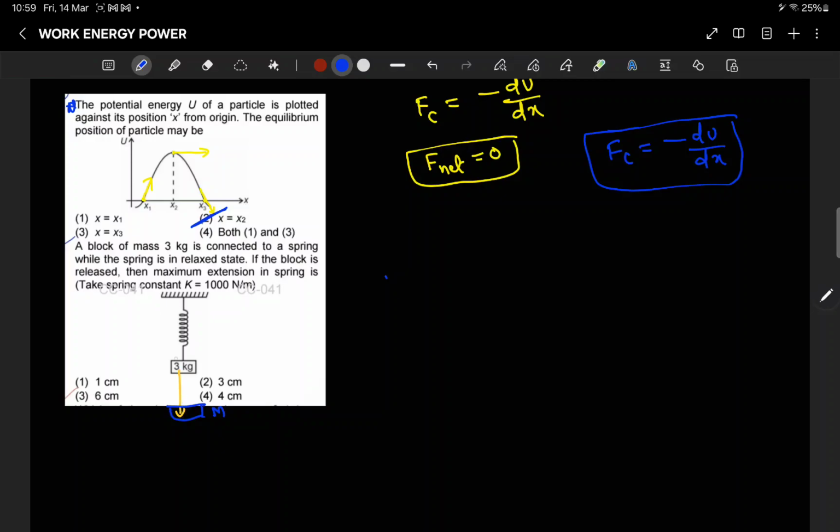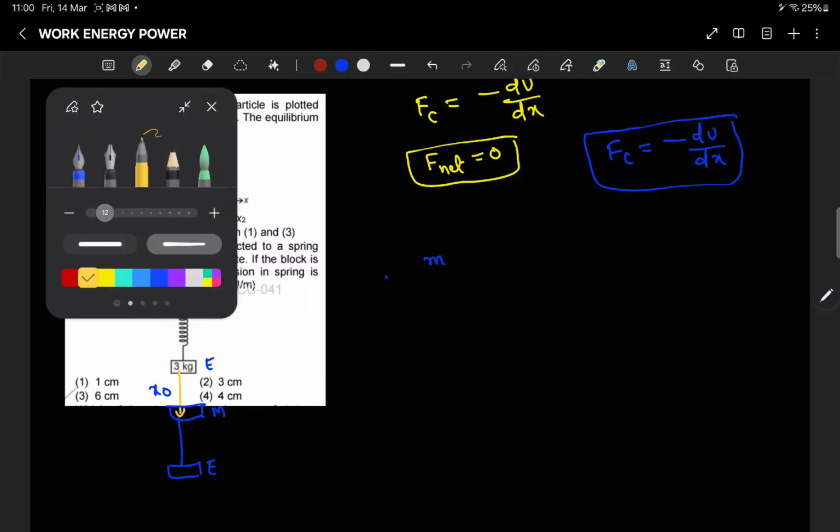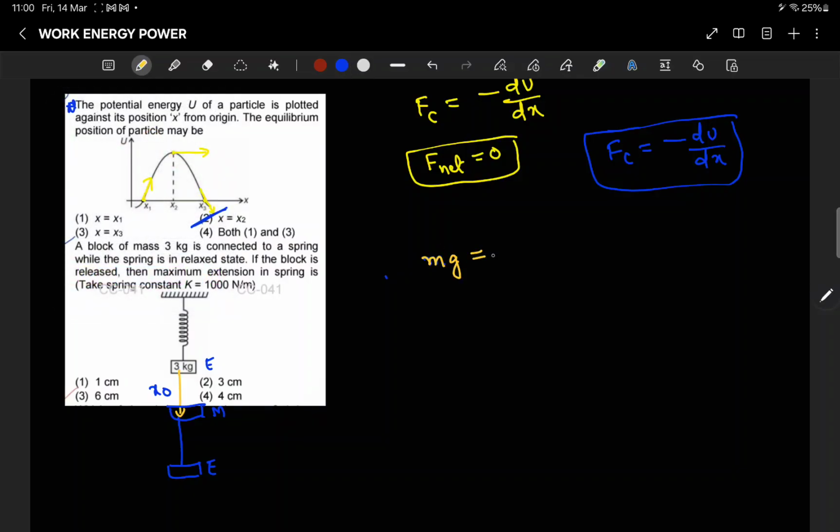If it is displaced, it moves in to and fro motion about a fixed point. Here it is the mean position, and this is the extreme position, mean position and extreme position. It is oscillating about the mean position. Now the extension of the spring here is x naught. What is the extension of the spring? You know very well, weight mg equals the restoring force developed in the spring, which is k into x naught. So x naught equals mg by k. This x naught is the elongation, the extension of the spring.